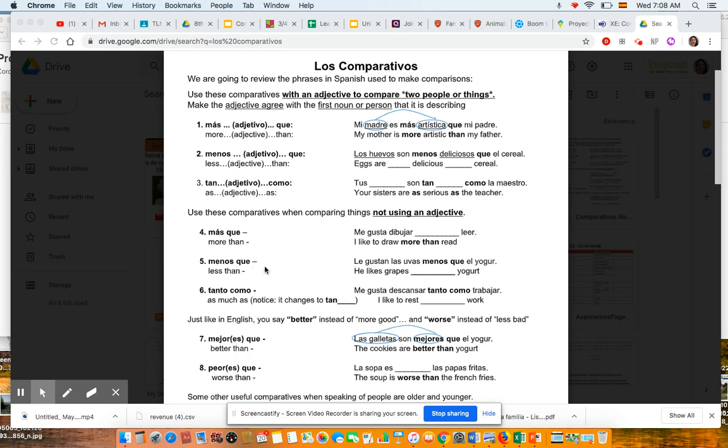Or menos que, less than. Le gustan las uvas menos que el yogur. And he likes grapes less than yogurt.